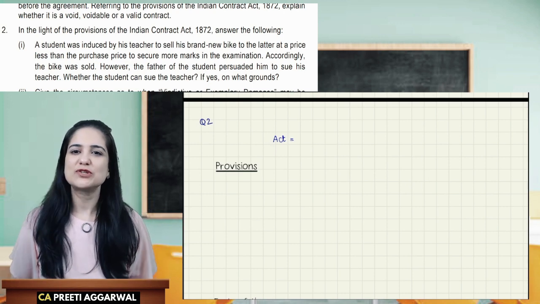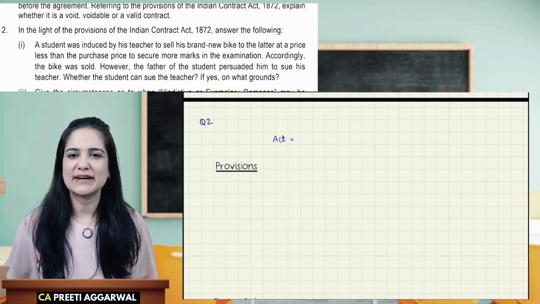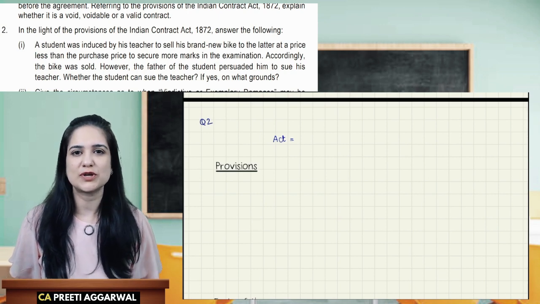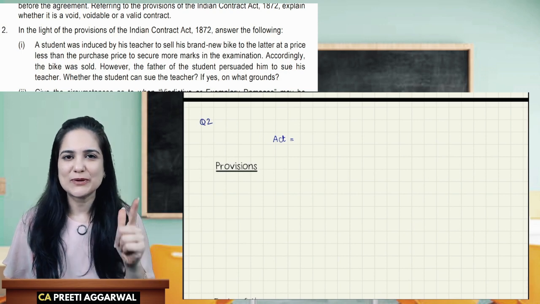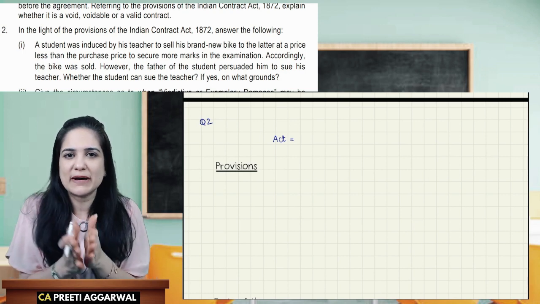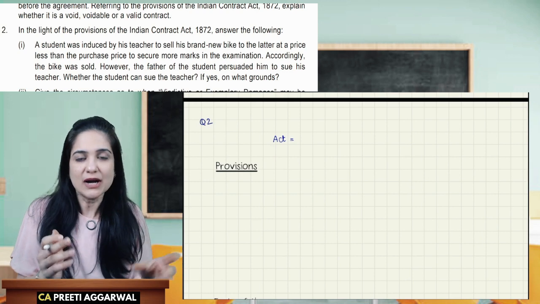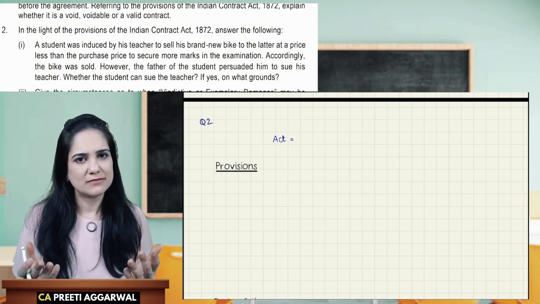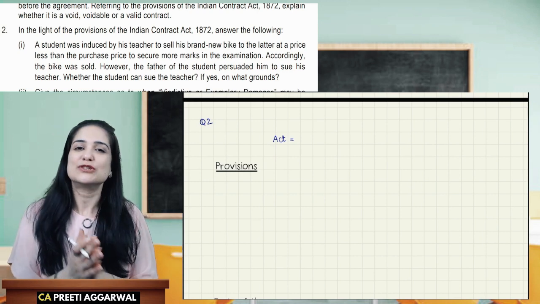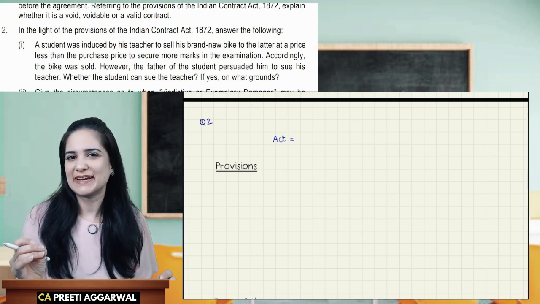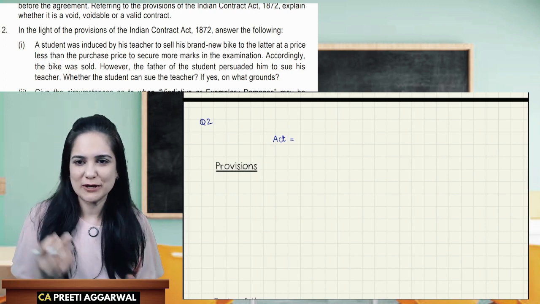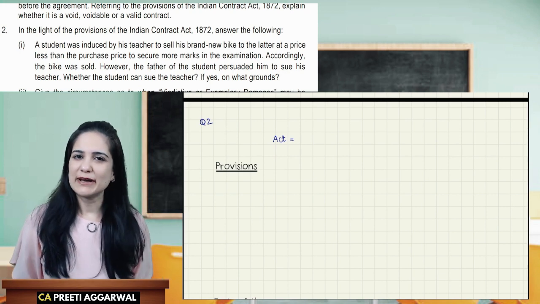A student was induced by his teacher to sell his brand new bike to the latter at a price less than the market price to secure more marks in the examination. As soon as you read that he was induced by his teacher and he is a student, immediately it should click, this is undue influence. So the first provision that we will write is something about free consent, and then we will explain undue influence. Accordingly, the bike was sold.